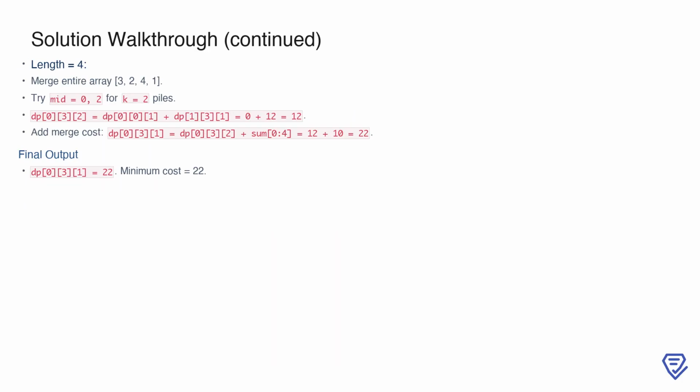For subarrays of length 4, we consider the entire array 3, 2, 4, 1. To merge this into one pile, we first compute the cost of merging into two piles by testing possible split points. Trying mid equals 0 gives dp[0][3][2] equals dp[0][0][1] plus dp[1][3][1] equals 0 plus 12 equals 12. Finally, we add the cost of merging the two piles into one using the total sum of the array, which is 10. This results in dp[0][3][1] equals dp[0][3][2] plus sum(0, 4) equals 12 plus 10 equals 22. The minimum cost to merge the entire array into one pile is therefore 22.